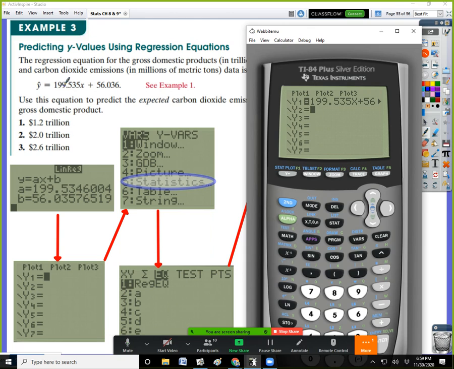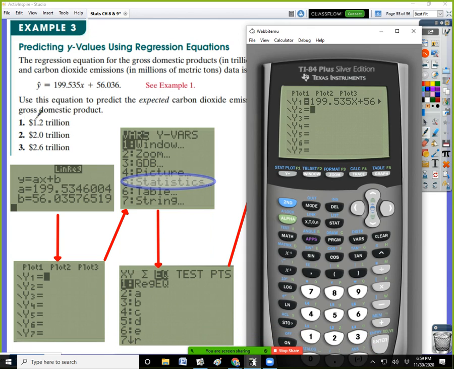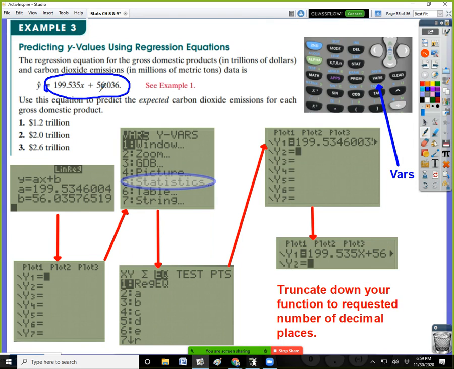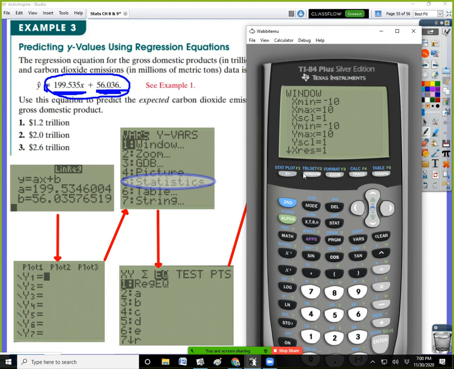Now, I want to see what it does when I'm at x equals 1.2 and 2.0 and 2.6. So I need to make sure that I set my window. Minus 10 to 10 is probably fine. But look at these numbers. They start at 56. At 0, you're at 56. And for every 1, you're going to add 200. So I'm going to start at 0, and go up to 1,000. I'm going to make my window 0 to 3, because that's all I need. And then I'll go from 0 to 500 by 100s.